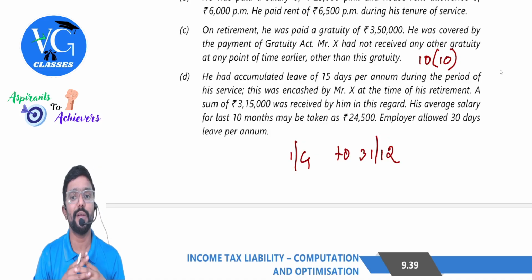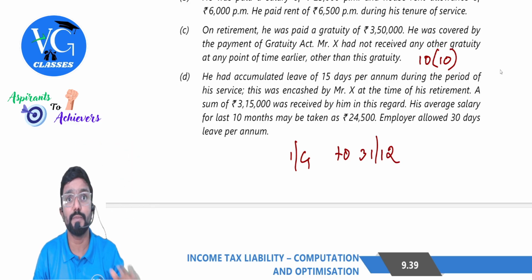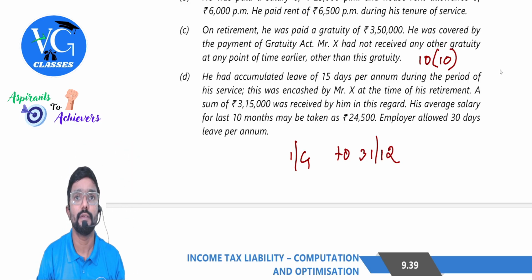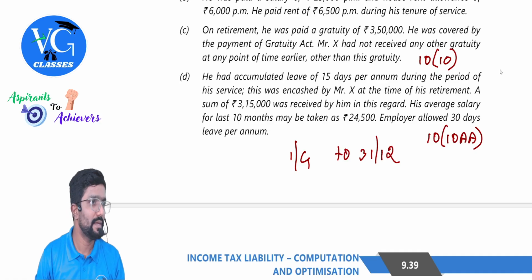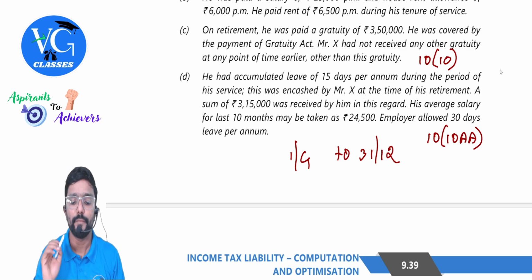This was encashed by Mr. X at the time of his retirement. A sum of 3,15,000 was received by him in this regard, leave encashment. For this also exemption is available. Where? Section 10(10AA), okay, because leave encashment is received at the time of retirement. Okay.